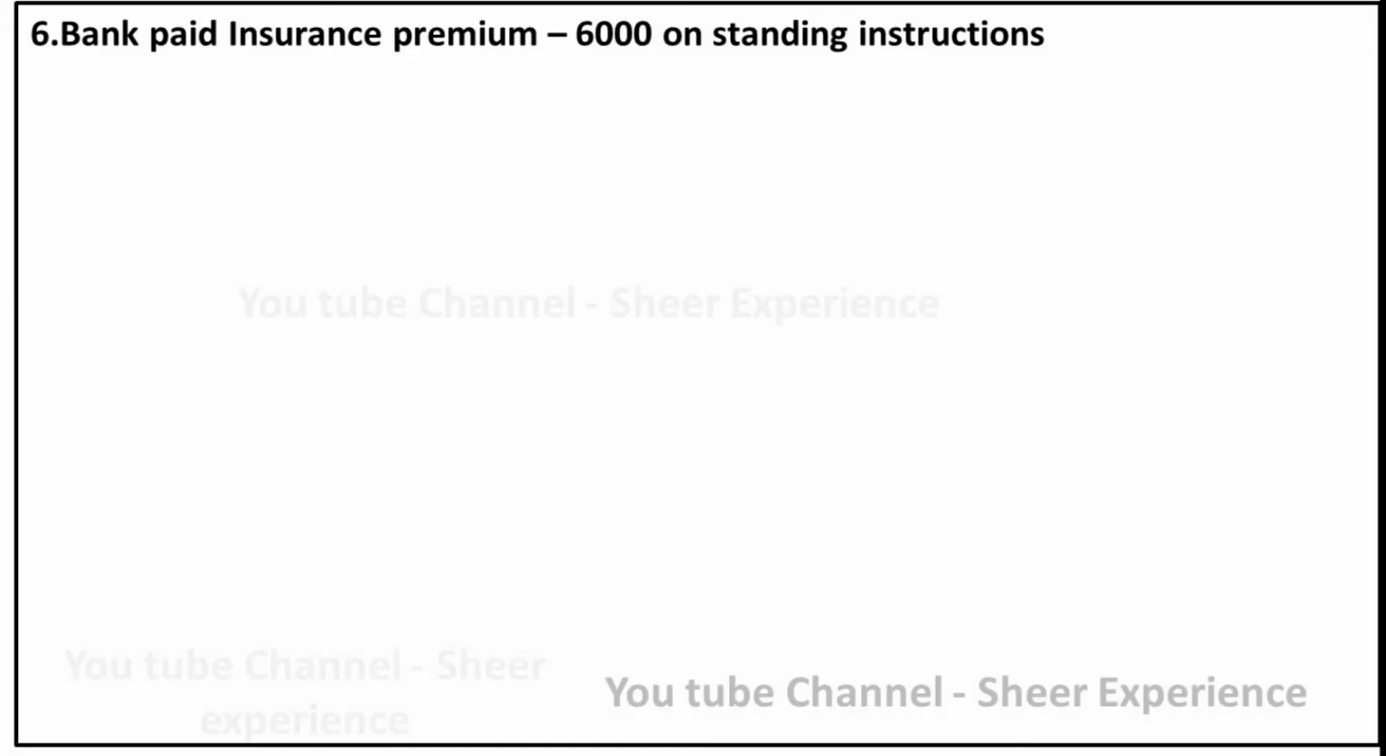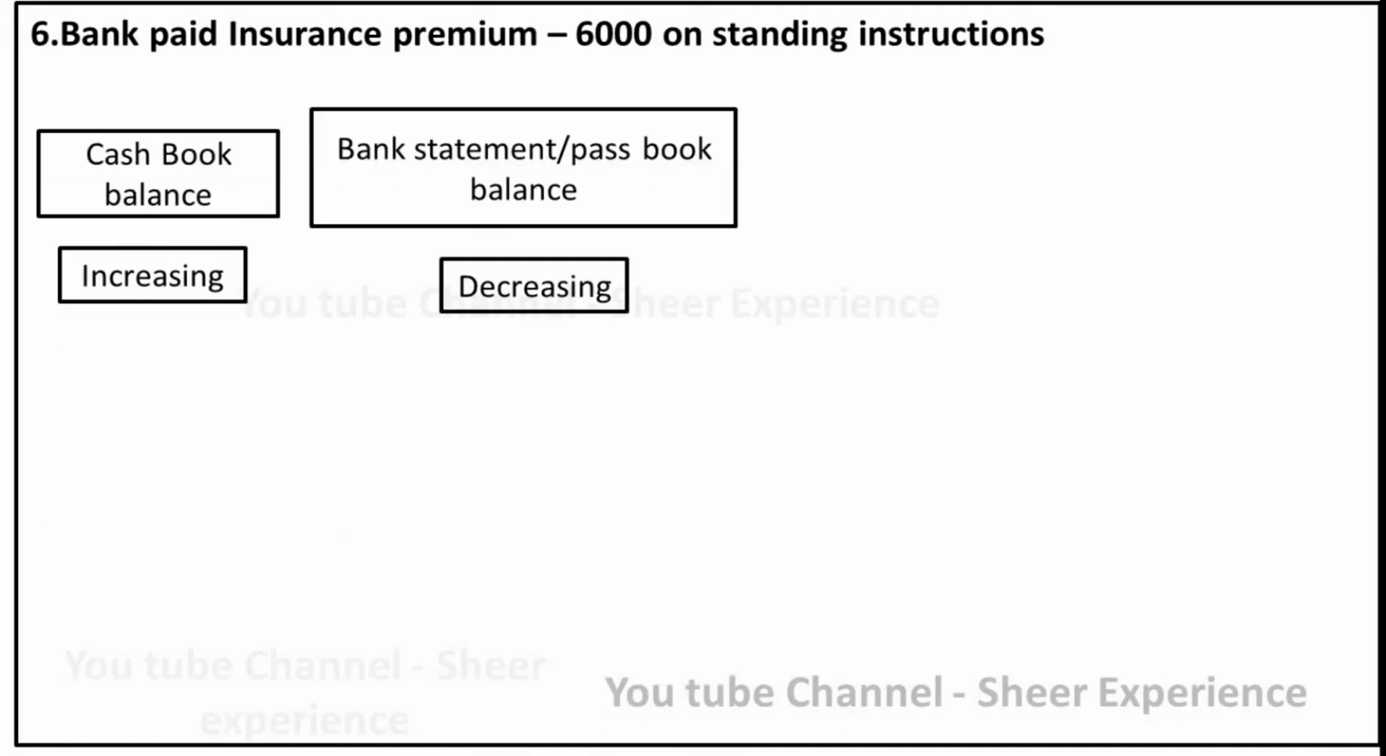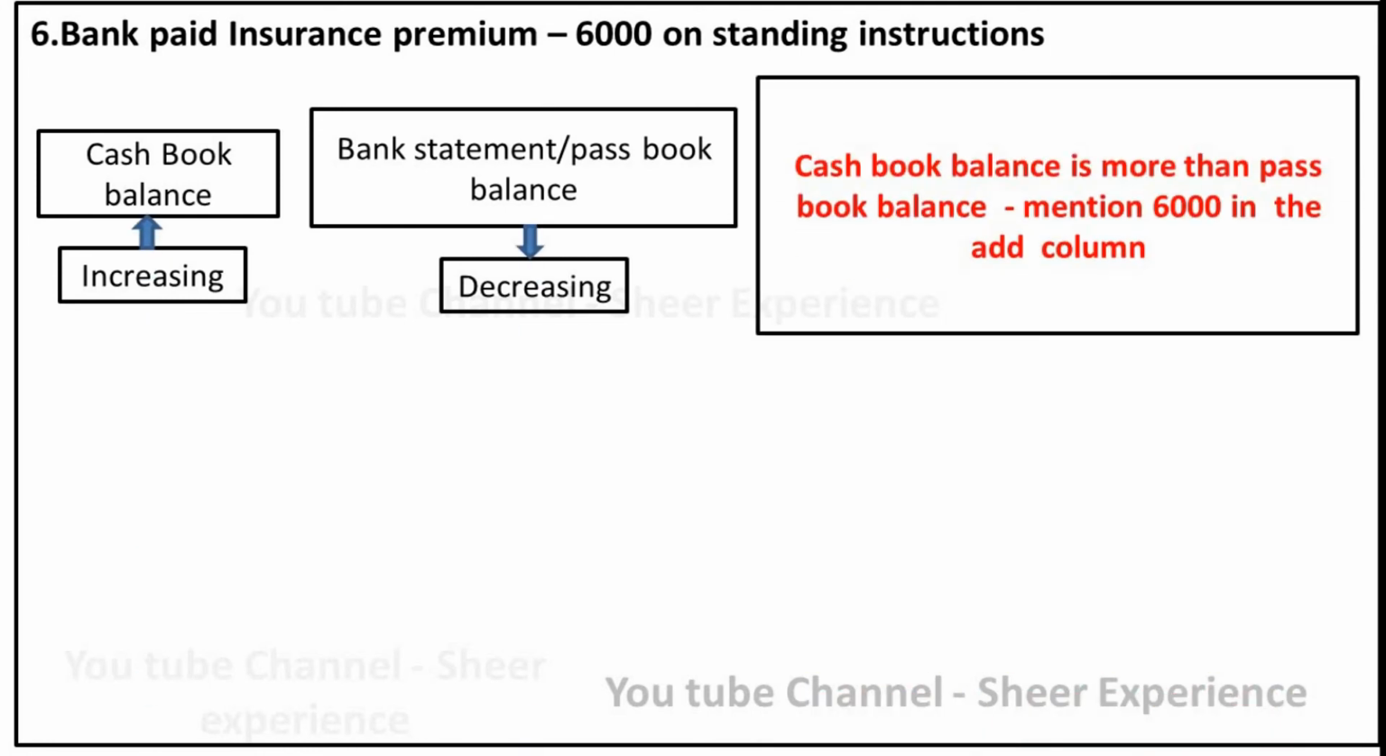Our next transaction is bank paid insurance premium 6,000 on standing instructions. When bank pays amount on behalf of us according to the standing instructions given by us, the customer, then it deducts some amount from our balances. The same amount will appear on the debit side of the bank statement. Since we are not aware about this payment, we have not recorded this transaction in the cash book. So the difference between cash book and passbook is 6,000. So the cash book balance is more than passbook balance.